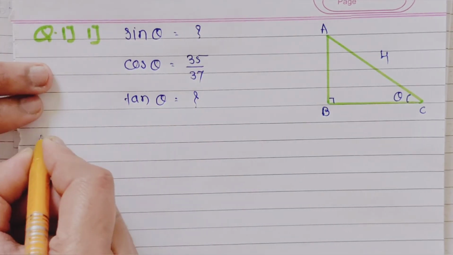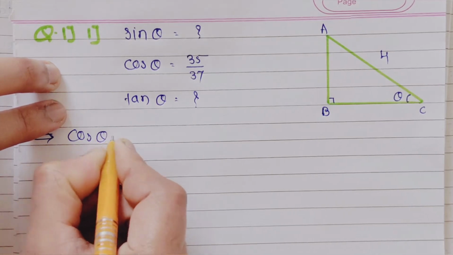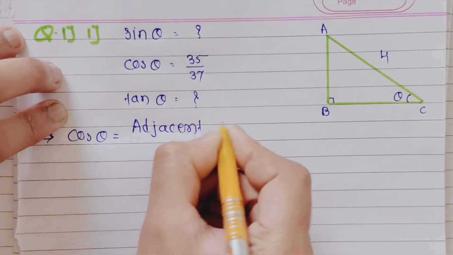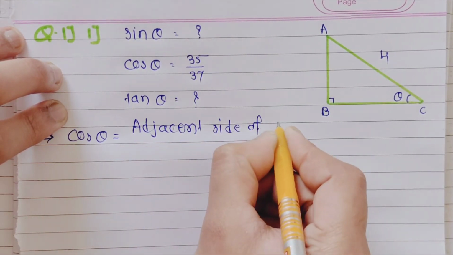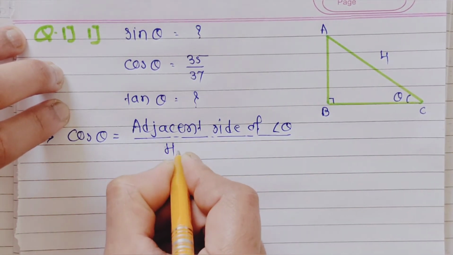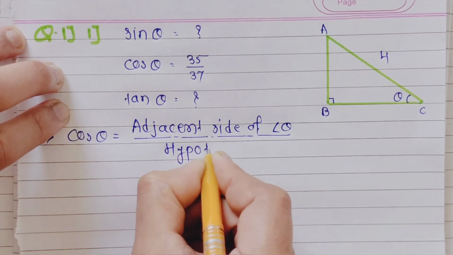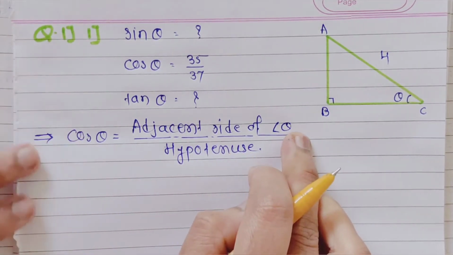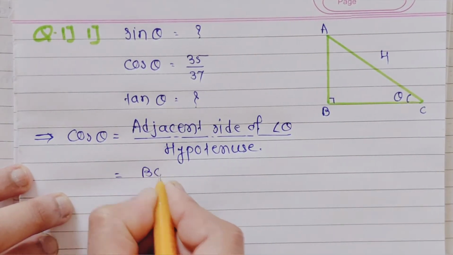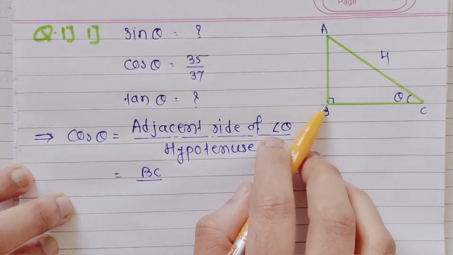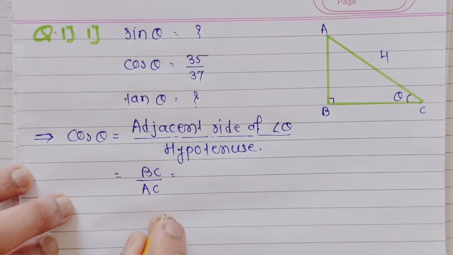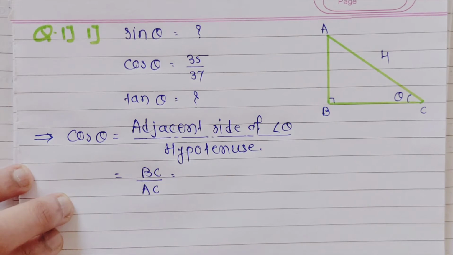So we can write cos theta. We know the cos ratio. It is adjacent side of angle theta upon hypotenuse. So for angle theta, adjacent side it is nothing but BC. So BC upon hypotenuse, that means 90 degree चे opposite side AC. Is it? So BC upon AC is equal to 35 upon 37.